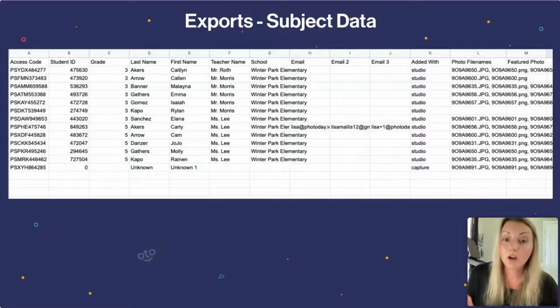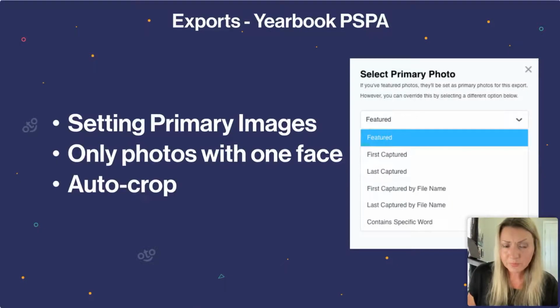Now, there are more export types here. We also have the Yearbook PSPA export. This one's a little bit more locked down because it is a standard format. So with the Yearbook PSPA export, you can set your primary images. Your primary image is the one single image that's going to be exported and used with the yearbook. It's not going to export all the images because that's not what this export is. It's just the standard PSPA.